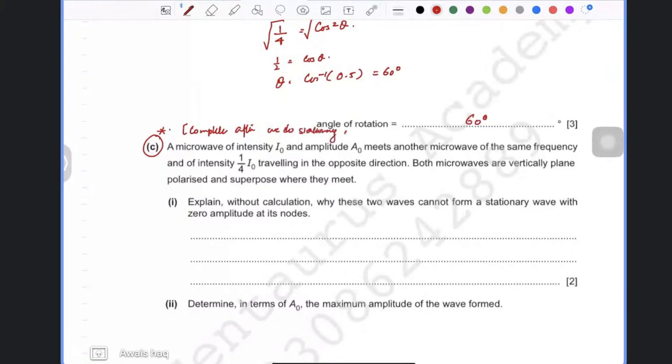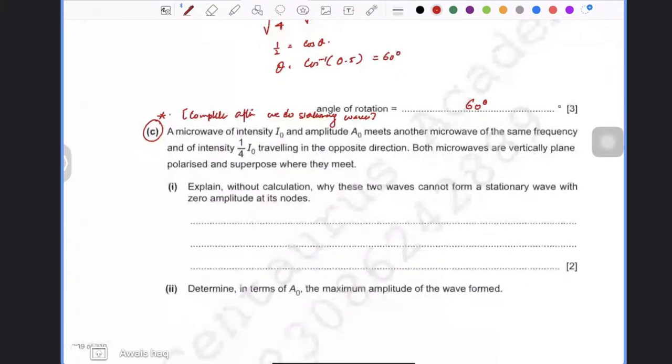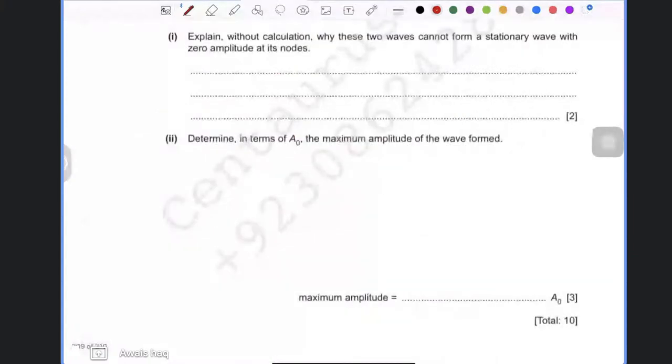But that's a very easy question. Those who have already studied this, which is most of you, have already done it. For stationary waves to be created, there must be the same amplitude, but here the amplitude is different, so it would not be able to create one. That's from the next chapter, so we're going to do that later. Anyway, it asks us to determine, in terms of A naught, the maximum amplitude of the waveform.